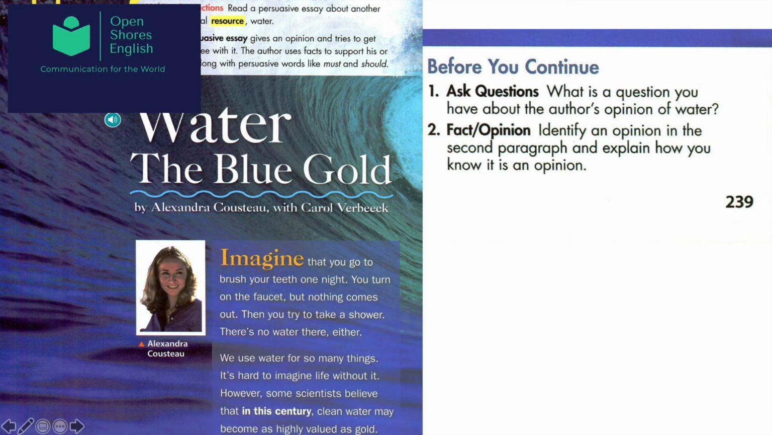Take a closer look at the reading, the blue gold. Imagine that you go to brush your teeth one night. You turn on the faucet, but nothing comes out. Then you try to take a shower. There's no water there either. We use water for so many things. It's hard to imagine life without it. However, some scientists believe that in this century, clean water may become as highly valued as gold.